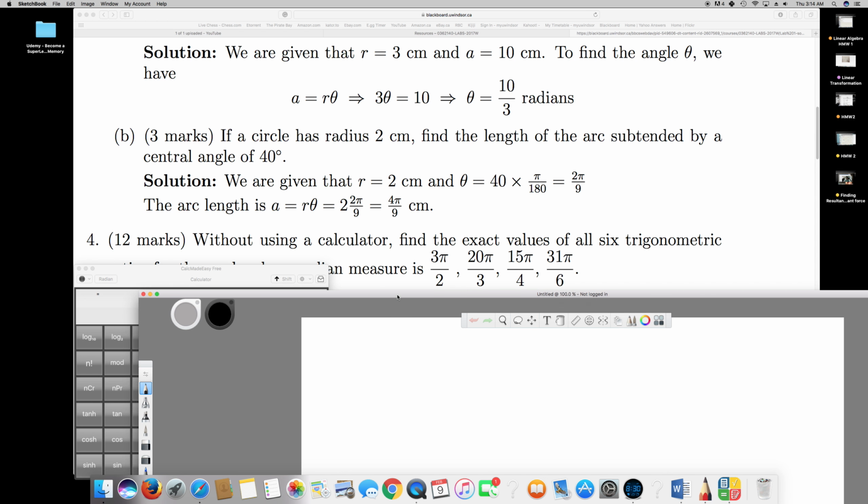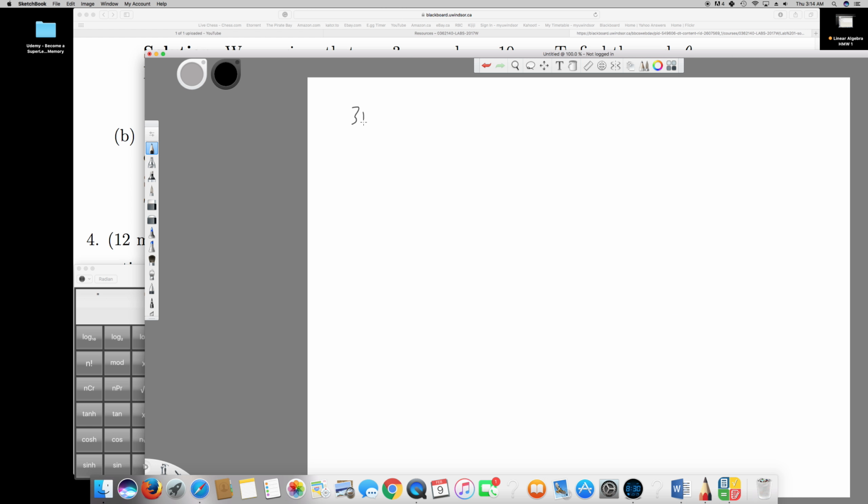The next question is asking 31 pi by 6. 31 pi by 6 means 31 multiplied by 180 over 6. So 6 times 30 is 180, and 31 times 30 is going to be 930. Let's see where 930 is located.